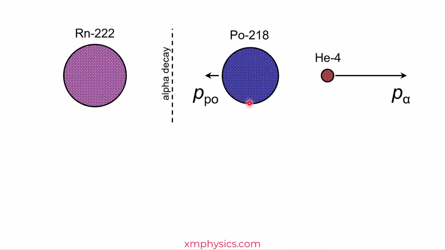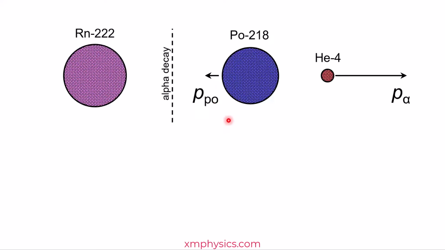These two momentums should be equal but opposite. Why is that so? Because of PCOM. Before the decay, the total momentum was 0. So after the decay, the total momentum should also be 0. So in order for these two momentums to sum up to 0, they must have the same magnitude but opposite in direction.